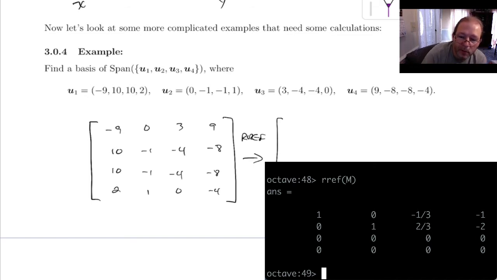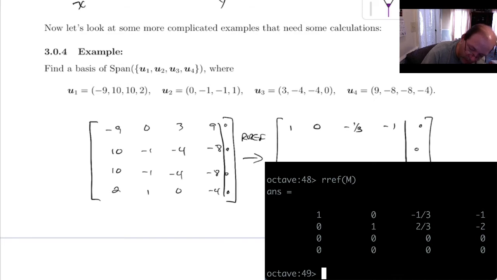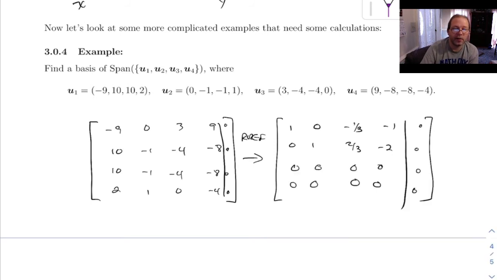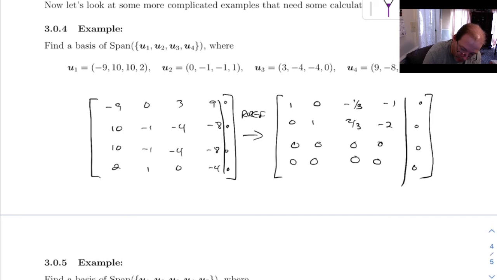Let's see, 1, 0, minus 1/3, minus 1. I'm going to augment this with zeros. And 0, 1, 2/3, -2. And then everything else is zeros. I'll fill them in no particular order. All right, so we've got that. And then the leading ones over here, I meant to do that in purple.